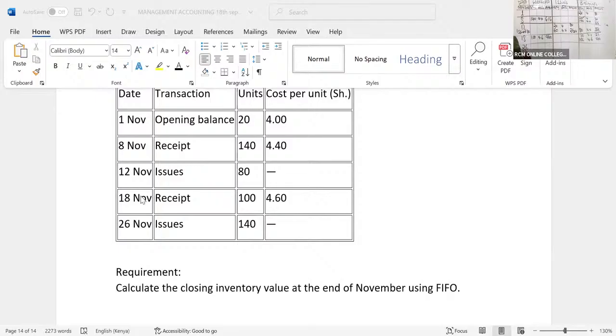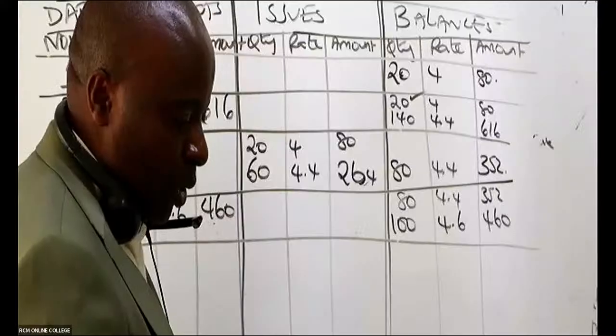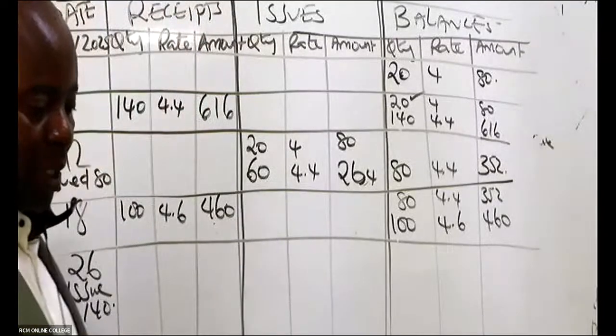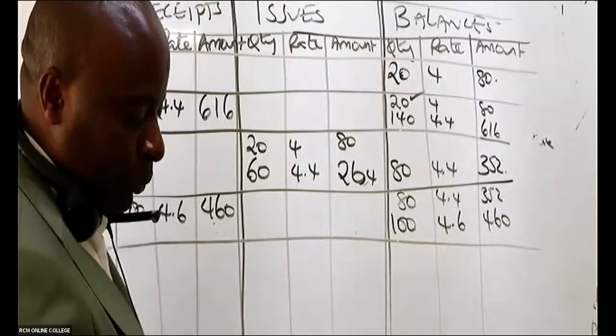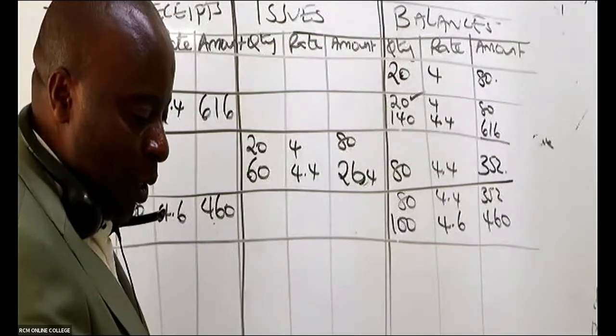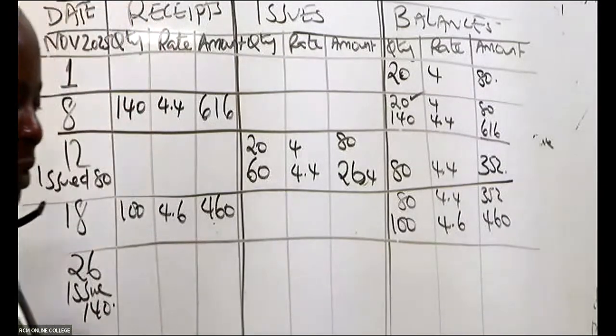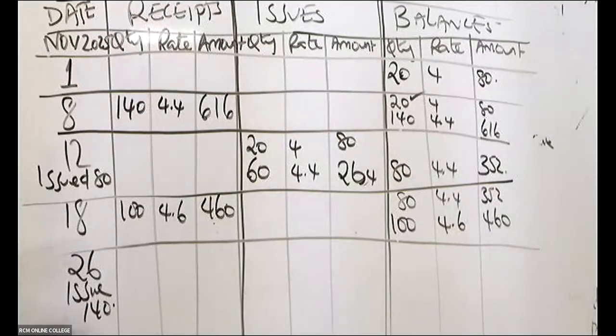Let me see whether there is anybody who will be able to issue this correctly. And this is the last date. So we issued 140. Let me see whether there is anybody who will be able to issue the 140 correctly. Because the policy FIFO, LIFO, WAM is all about, ladies and gentlemen, issuance.